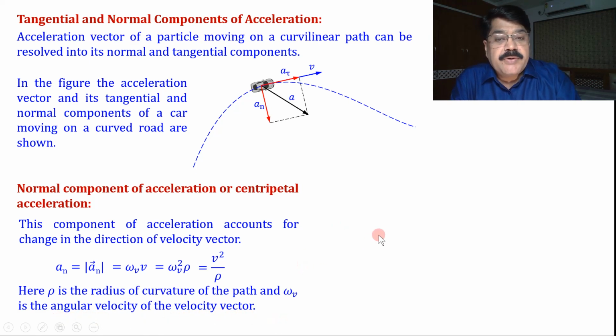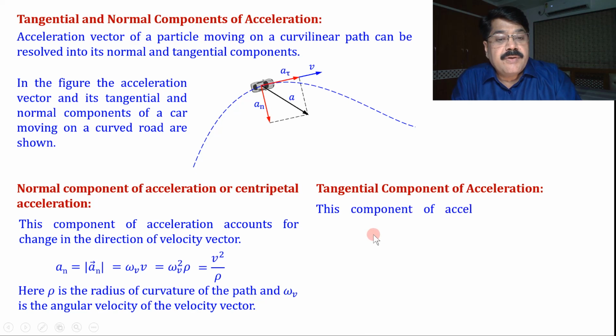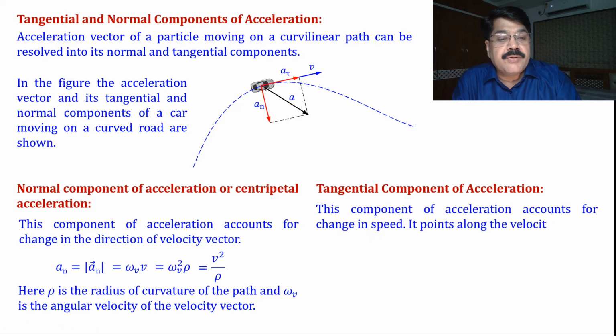Now let us discuss the tangential component of acceleration, what it does. This component of acceleration accounts for change in speed. It points along the velocity vector. It points in the direction of the velocity vector if speed is increasing, or if a tau is opposite to the velocity vector, the speed is decreasing.